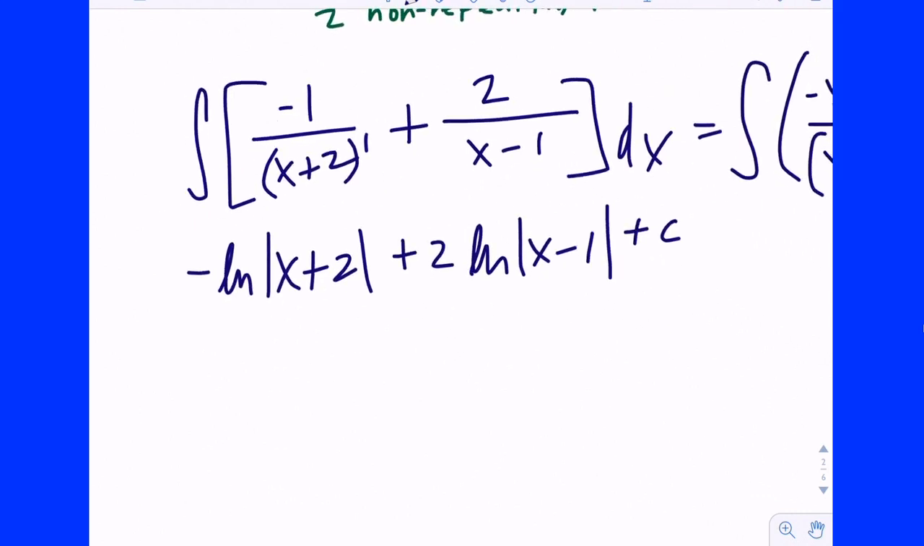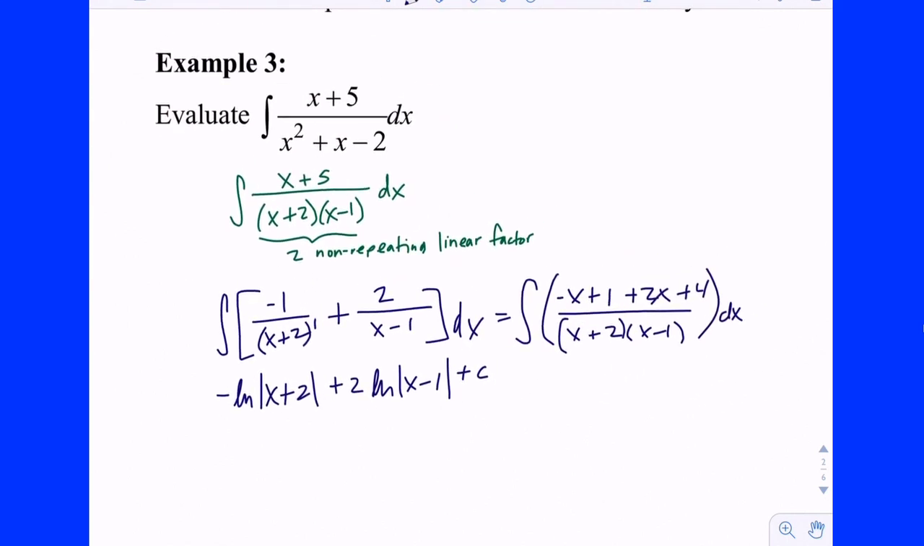Now, remember that if this term had been 1 minus x instead of x minus 1, you would have a correction of a negative 1. That's it. It's that easy. Piece of cake. Oliver Heaviside. Okay, so when does this method work? This method works when you have a ratio, a rational function, and your denominator factors into the product of non-repeating linear factors. Okay? Non-repeating linear factors.